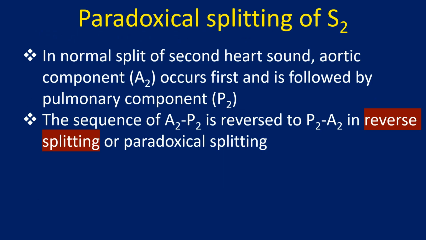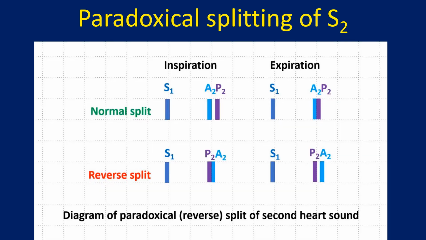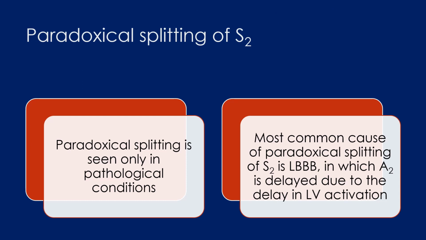In normal split of second heart sound, aortic component occurs first and is followed by pulmonary component. The sequence of A2P2 is reversed to P2A2 in reverse splitting or paradoxical splitting. Diagram of paradoxical or reverse splitting of second heart sound. Comparison with normal split is also shown. Paradoxical splitting is seen only in pathological conditions.